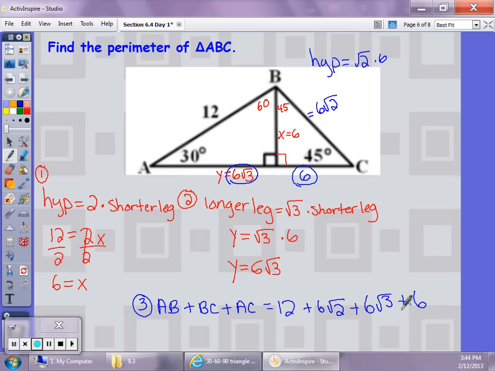plus 6. So when you are adding radicals, it's just like adding variables. They have to have the same number underneath the radical. So in this case, there's only one thing I can simplify. I can take 12 plus 6, and make that equal 18. And since 6 root 2 and 6 root 3 have different radicals, I cannot simplify them because they will have different values. So we can say that the perimeter of triangle ABC is going to be equal to 18 plus 6 root 2 plus 6 root 3.